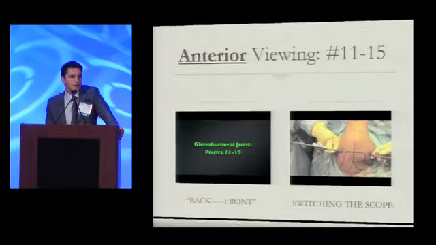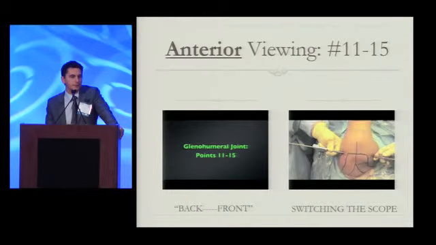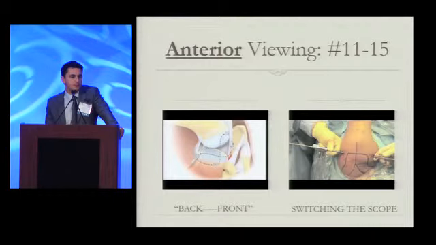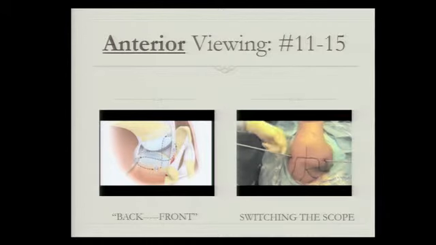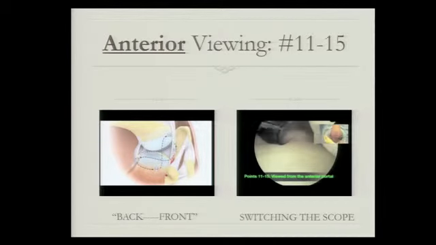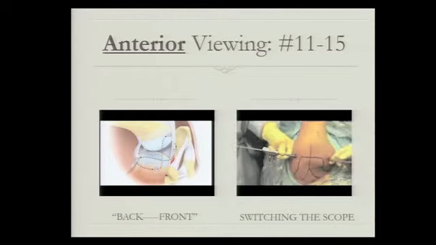And then we're going to switch sides, and we're going to go to the anterior viewing. So these are the last several steps, 11 through 15. We're going to start in the back, just like we did before, and move to the front. We're going to switch the scope around with a couple of switching sticks to make sure that we ensure our access. And then we'll slide the scope in to the front of the shoulder and evaluate the back.